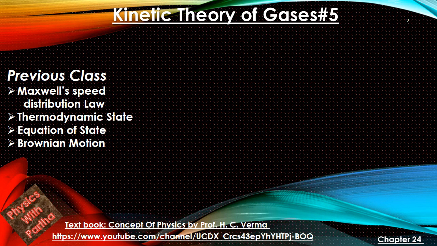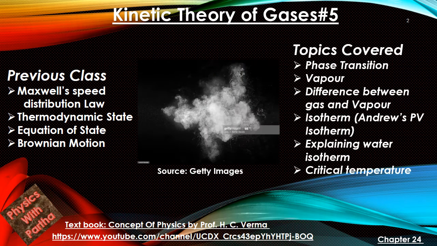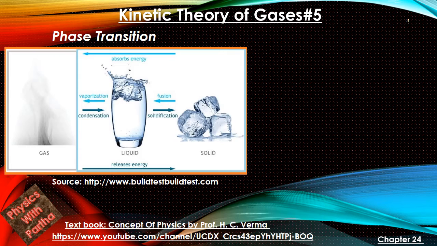In today's class, we are going to talk about phase transition and vapor. As you can see in the attached picture, this depicts a vapor. There is some difference between gas and vapor. Though we cannot differentiate it in our normal observation, scientifically the vapor and gas are different. We will learn what it is. Then we will talk about isotherm, explaining what isotherm and critical temperature are. Okay, let us see phase transition.